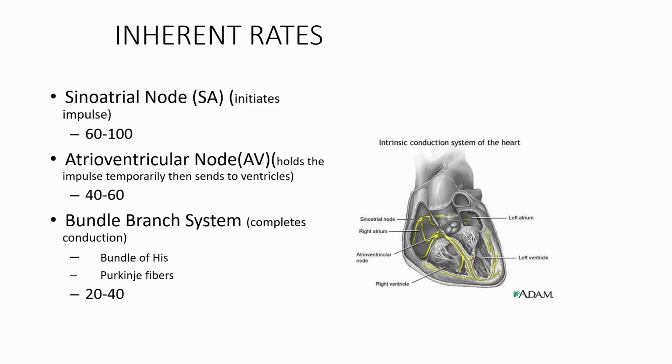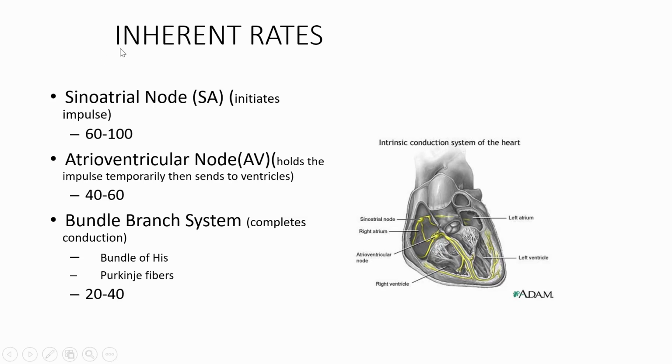Remember that electrical impulses are caused by pacemaker cells. These pacemaker cells are located in the heart. What happens is they transmit electrical activity to other cardiac cells. The dominant pacemaker of the heart is the SA node. This is where the impulse actually originates. And so when you're looking at the SA node, when it conducts those electrical impulses, it's going to originate at a rate of 60 to 100 beats per minute. So your SA node is your dominant pacemaker of the heart.